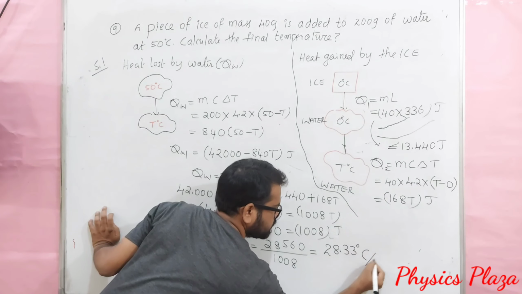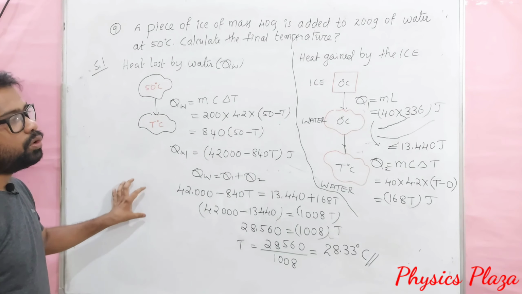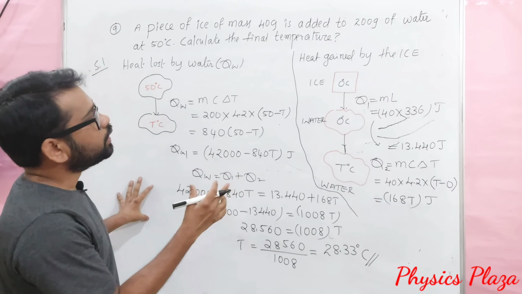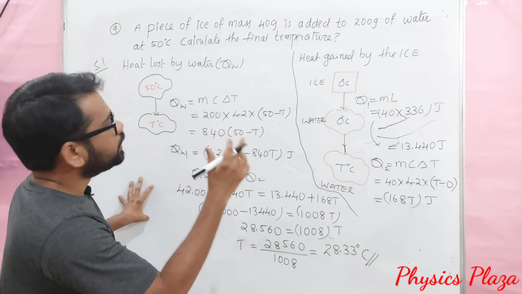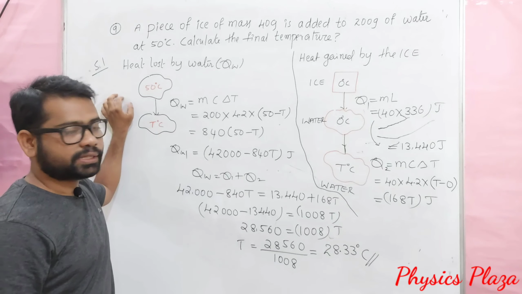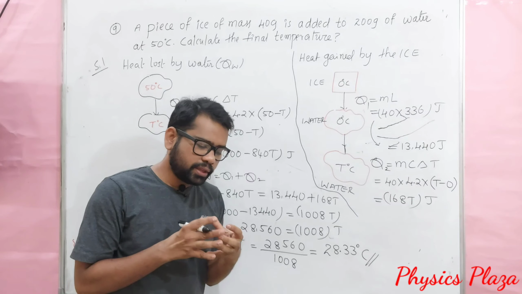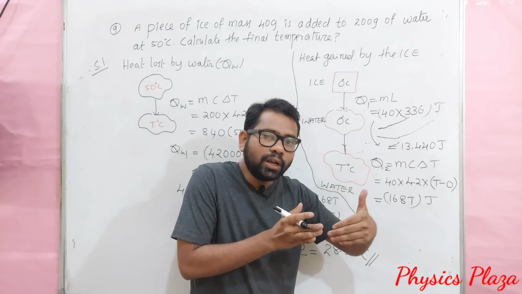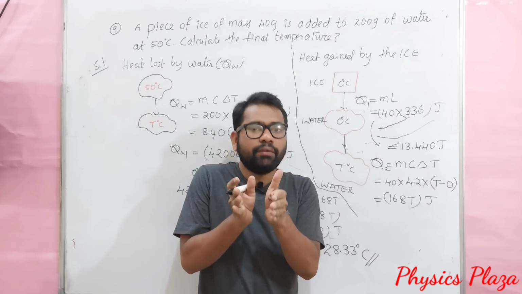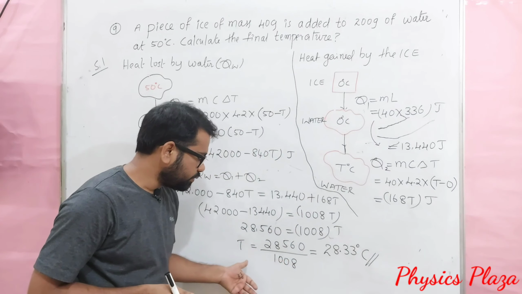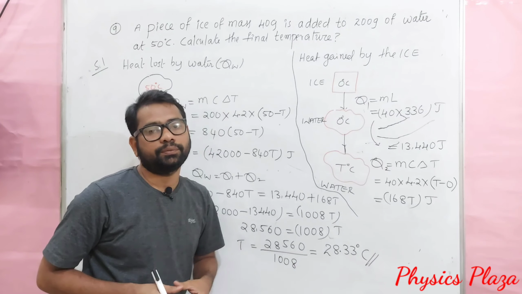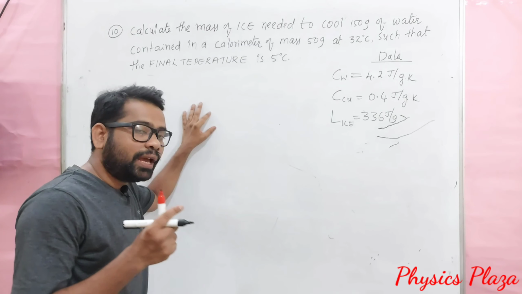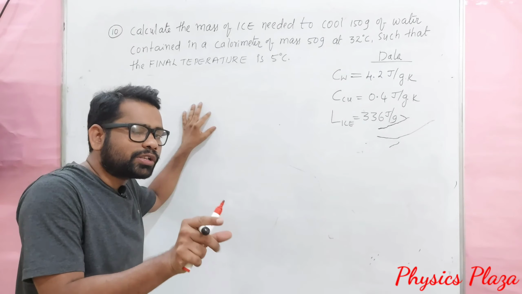28.33 degrees Celsius. So children, this is how we can calculate the resultant temperature when 40 grams of ice is added to 200 grams of water at 50 degrees Celsius. Simple. Applying the principle of calorimetry, we calculate the heat lost by the water and the heat gained by the ice, and equate them to get the final answer. How much did we get here? 28.33. Copy it.